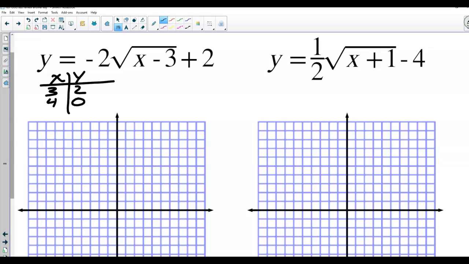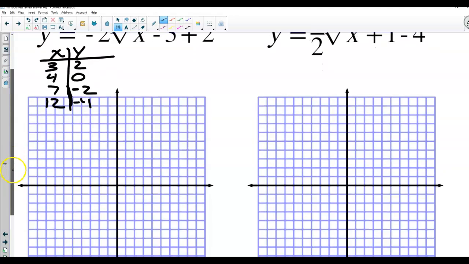Now, I want to get another perfect square. So I'm going to go with 7. So when I put 7 in for x, 7 minus 3 is 4. The square root of 4 is 2. 2 times negative 2 is negative 4. Negative 4 plus 2 is negative 2. Finally, if I want to get to a 9 there, I'm going to put 12. 12 minus 3 is 9. The square root of 9 is 3. Negative 2 times 3 is negative 6. Plus 2 is a negative 4. And these are the points I'm plotting.